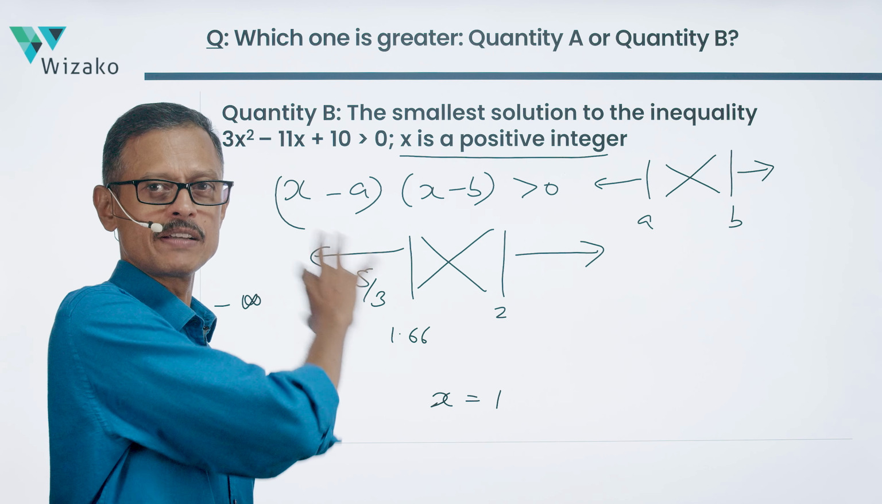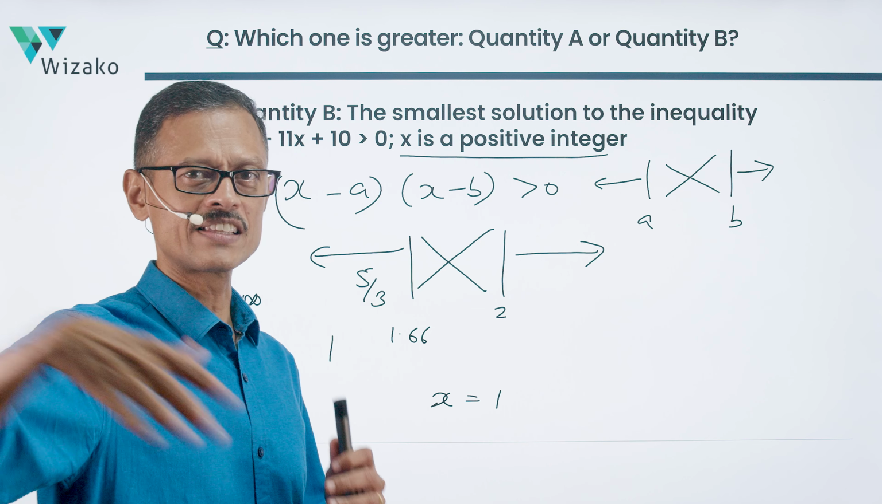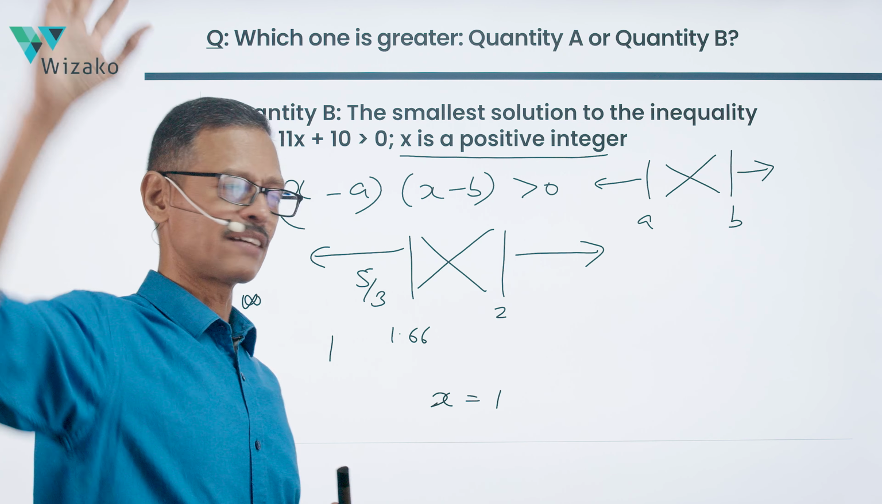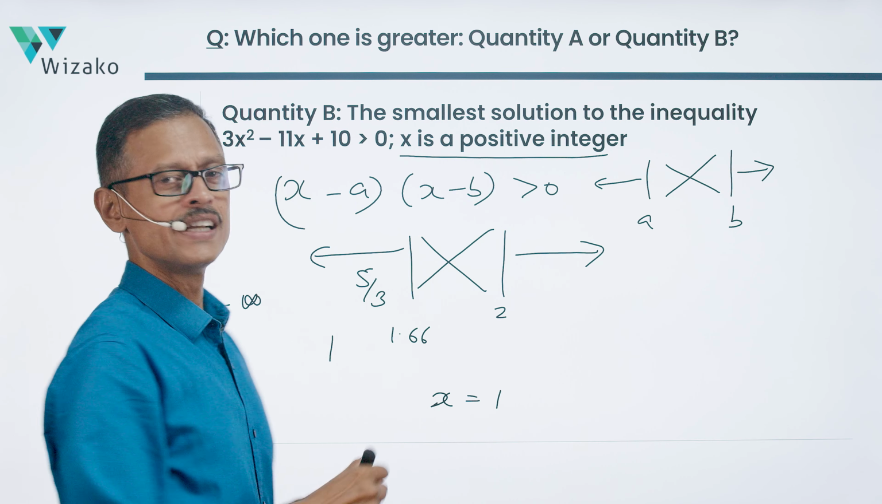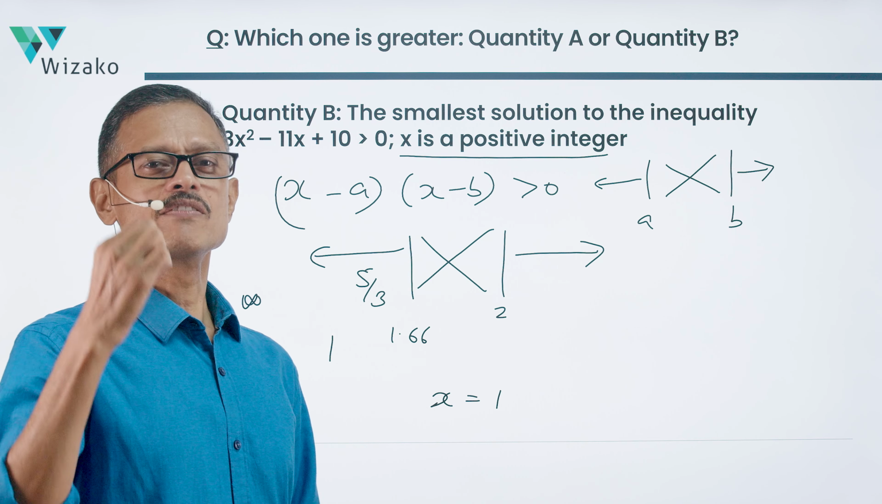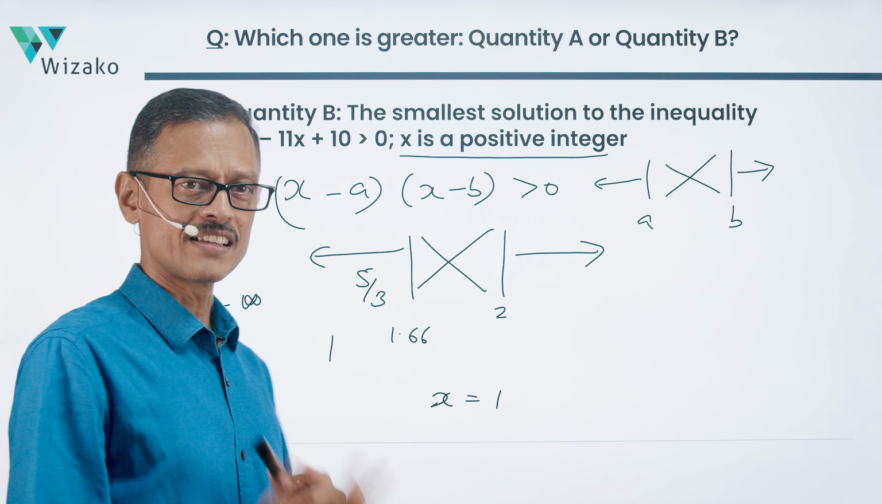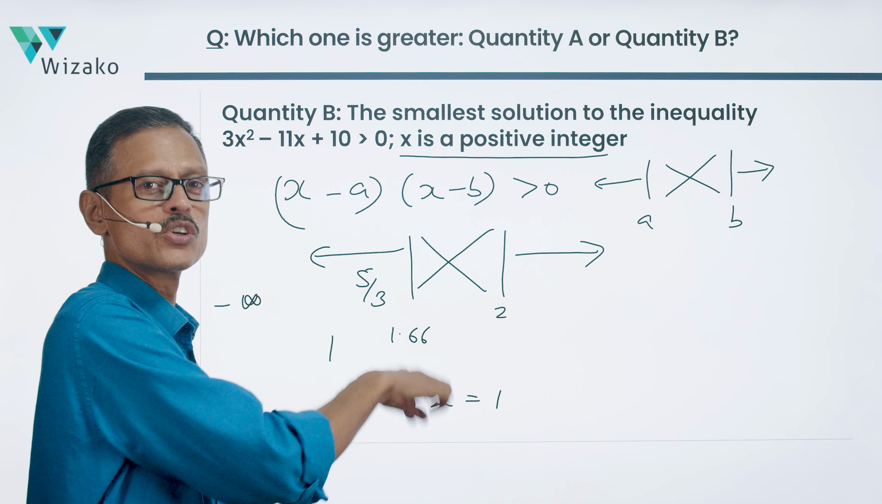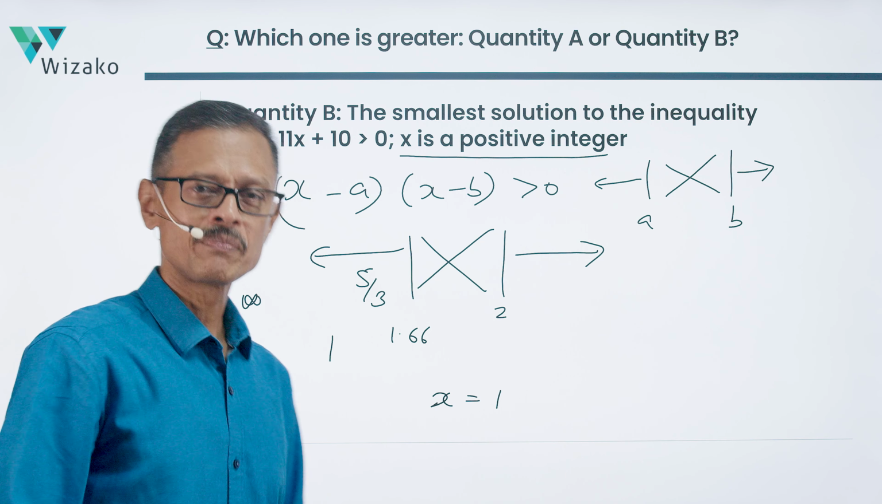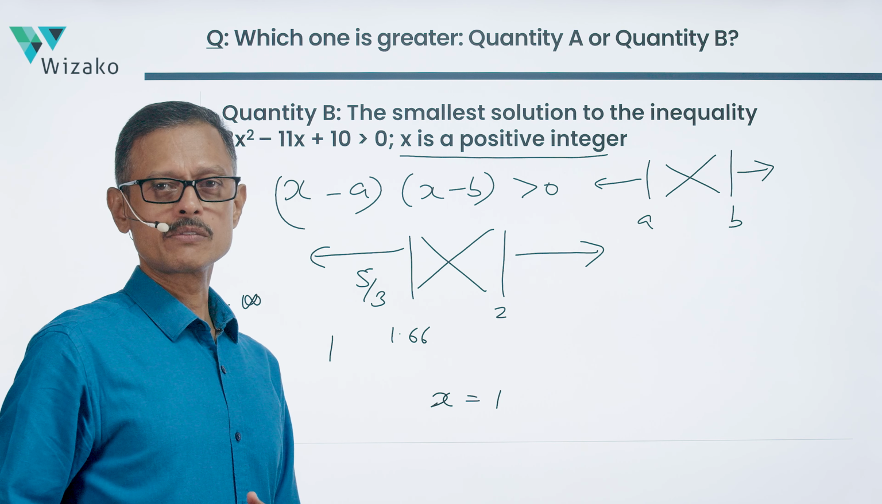x does not lie between 1.66 and 2. It can take values greater than 2. So how high can it be? Infinity. But we're talking about the smallest solution. How low can the smallest solution without this condition be? It can be as low as minus infinity. But with a condition thrown in that it's a positive integer, any positive integer lesser than 5 by 3, how low can it be? The lowest value that it can take is essentially a 1. So 1 is the value for quantity B.